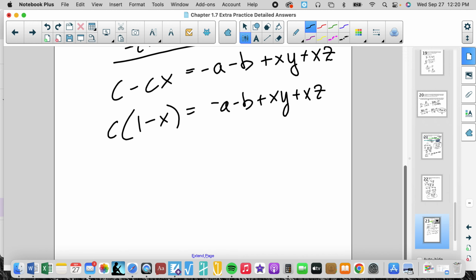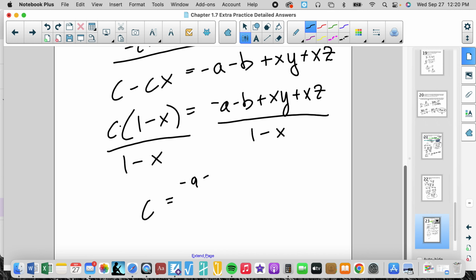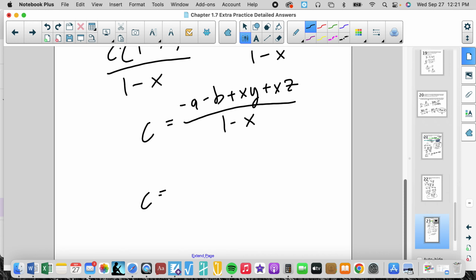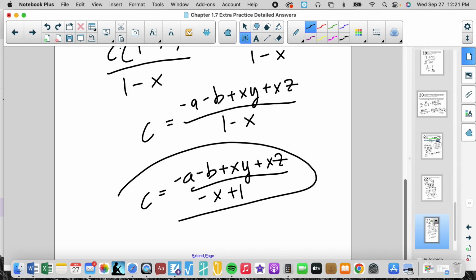Now I can get my c by itself. It's being multiplied by 1 minus x, so we're going to divide everything by 1 minus x. C equals the opposite of a minus b plus xy plus xz all over 1 minus x. Now, could you have written c equals opposite of a minus b plus xy plus xz all over negative x plus 1? Sure, that's probably the better. Those negatives do not cancel because they're being added and subtracted.